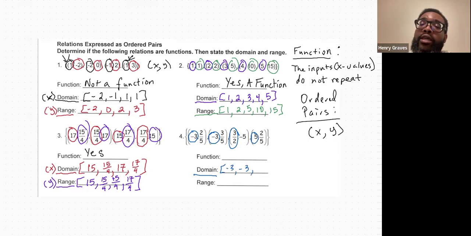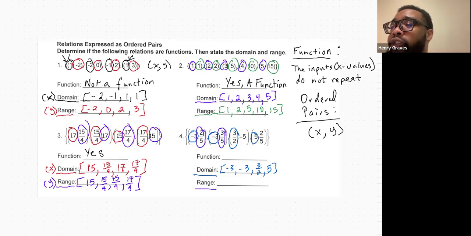Then I'm going to go ahead and do the other one, the range. So the range is going to be 2/5, 3/5, -5, and 2/5. So in order from the least to the greatest, I'll do, see, I'm trying to think for a second, -5 first. Then I'll do 2/5. Yeah, I actually have two of them, 2/5. And then I have 3/5.